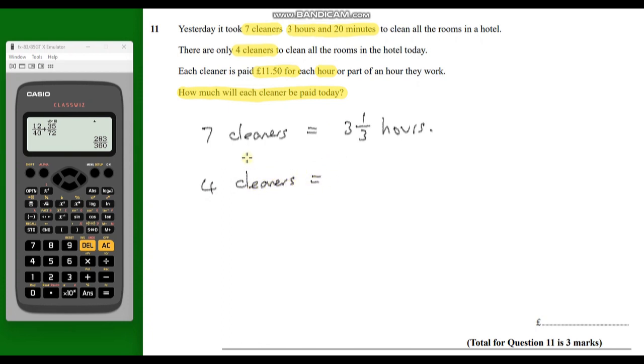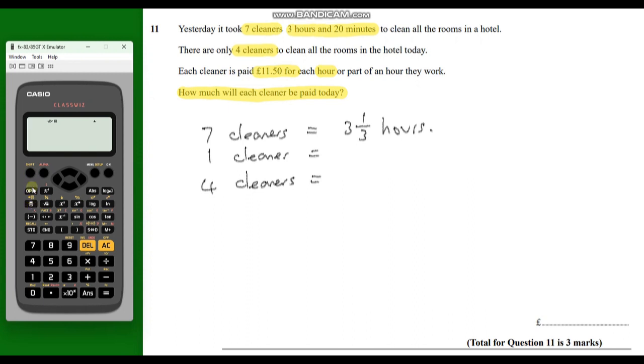Now, instead of going straight from 7 to 4, I think what I'll do first is work out how long it will take for 1 cleaner. I think that would be a better way to go. Obviously, it's going to take longer if you've only got 1 cleaner compared to 7 cleaners, and we're assuming that they all work at the same rate and there's no one cleaner who's better than the other. Let's assume they're all robot cleaners. Well, it's going to take 7 times as long, isn't it? So what we'll do is 3 1/3. Now there is a mixed number button on your calculator.